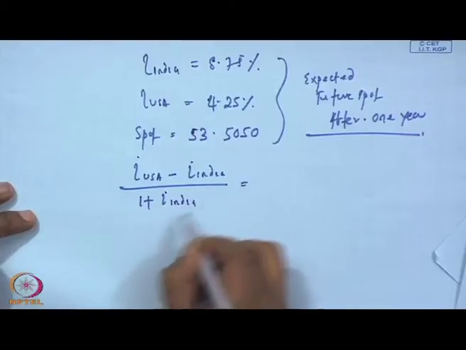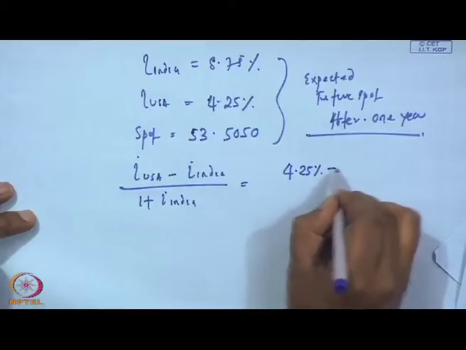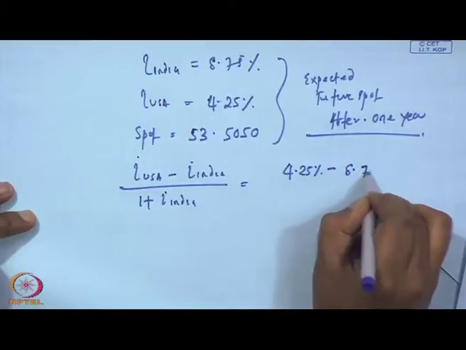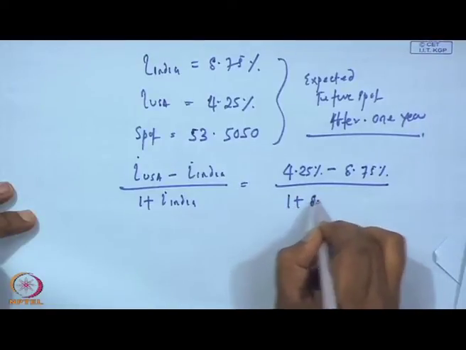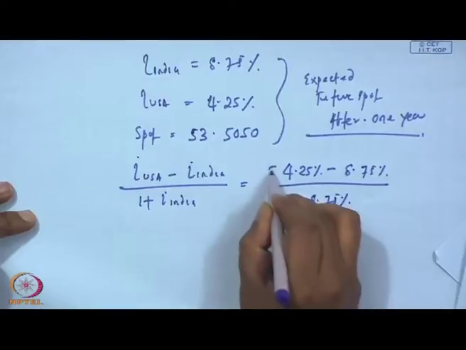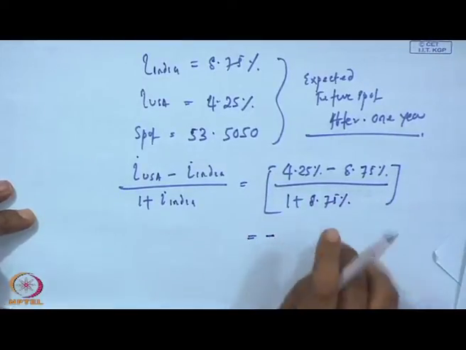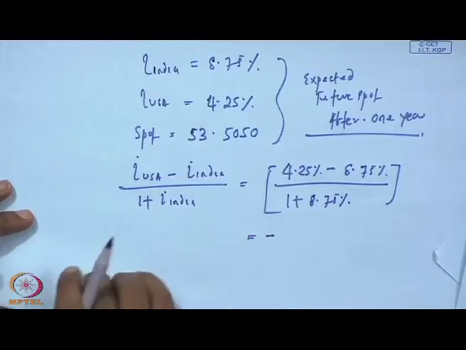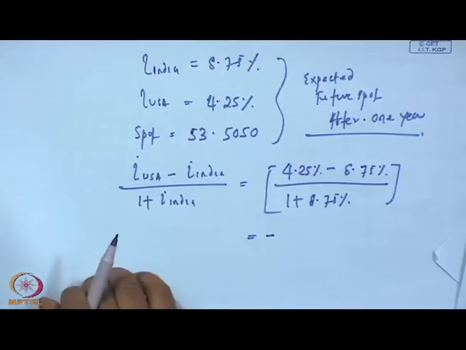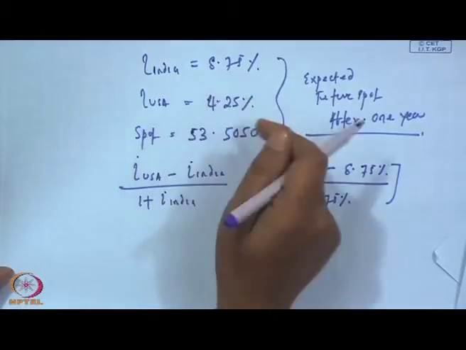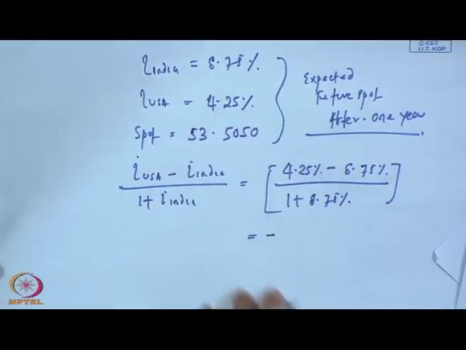I USA, that is the interest rate in USA, is 4.25, and the interest rate in India is 8.75, divided by 1 plus 8.75. If you calculate this, it will tell us whether the rupee will depreciate or appreciate. Since India's interest rate of 8.75 is higher than the USA interest rate of 4.25, the rupee will depreciate.